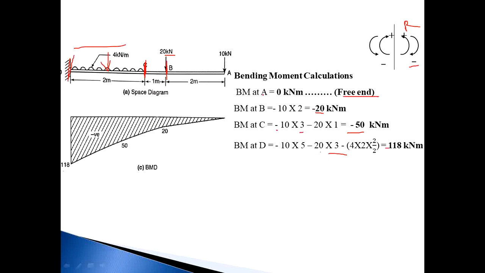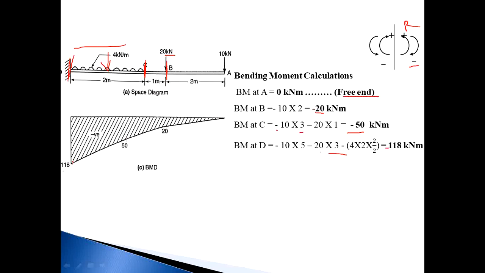By using these BM values, now we draw the BM diagram. So starting with point A, bending moment at A is 0, bending moment at B is minus 20. So a minus value you should plot below the baseline, that is 20. Bending moment at C is minus 50. So from point C it will be 50. Then bending moment at D is minus 118 kilonewton meter.